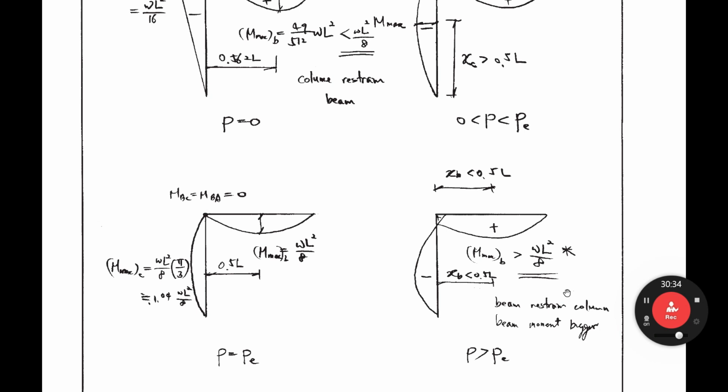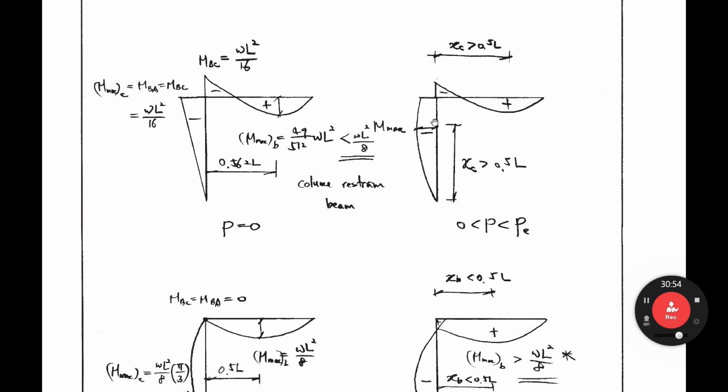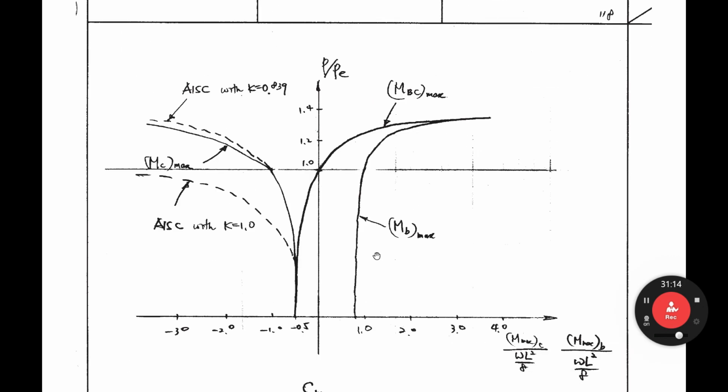This beam helps the column. Due to this column, the beam moment increases. That is a very interesting phenomenon as P changes. Up to here, this column helps the beam. So we can draw this. This is the beam moment divided by omega L square over 8. Omega L square over 8 means the maximum moment with pin and column.